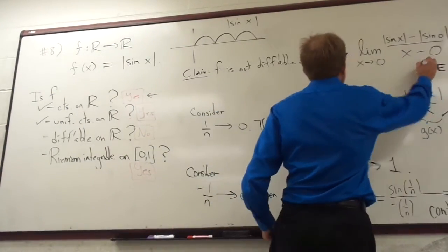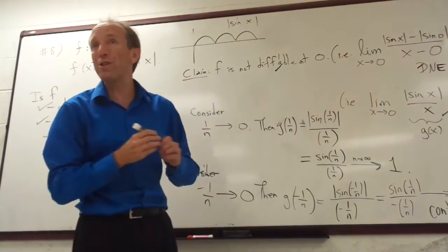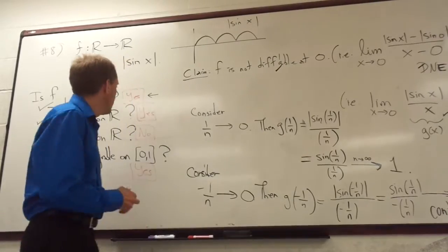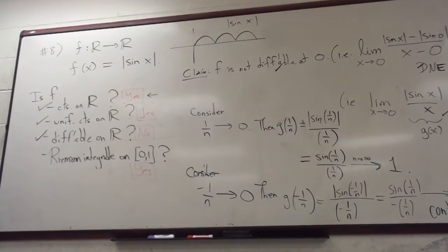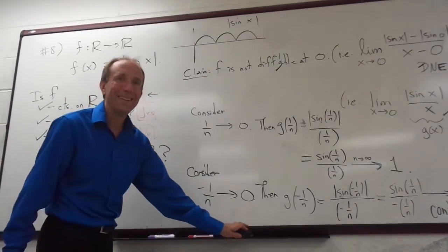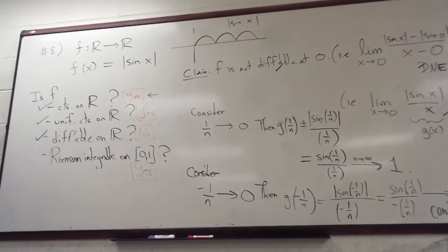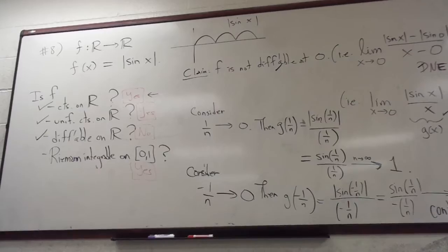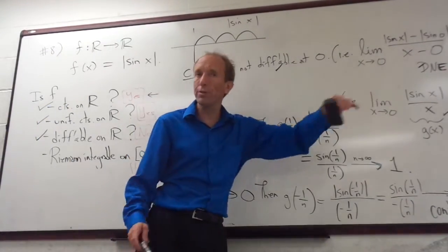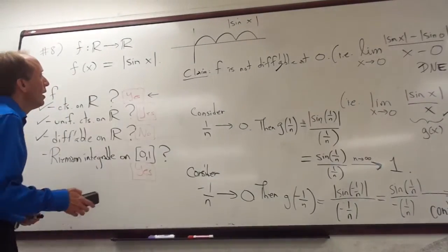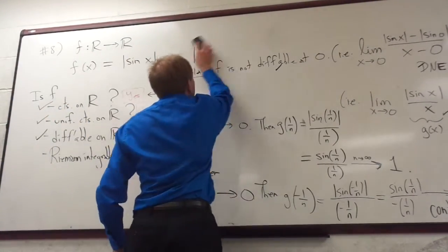Because this limit does not exist, this function is not differentiable at 0. So we got that part. Clear so far? Pretty good on that? Great. Okay, so this is reviewing the definition of a differentiable function, which we need to know. Okay, so that's that part.